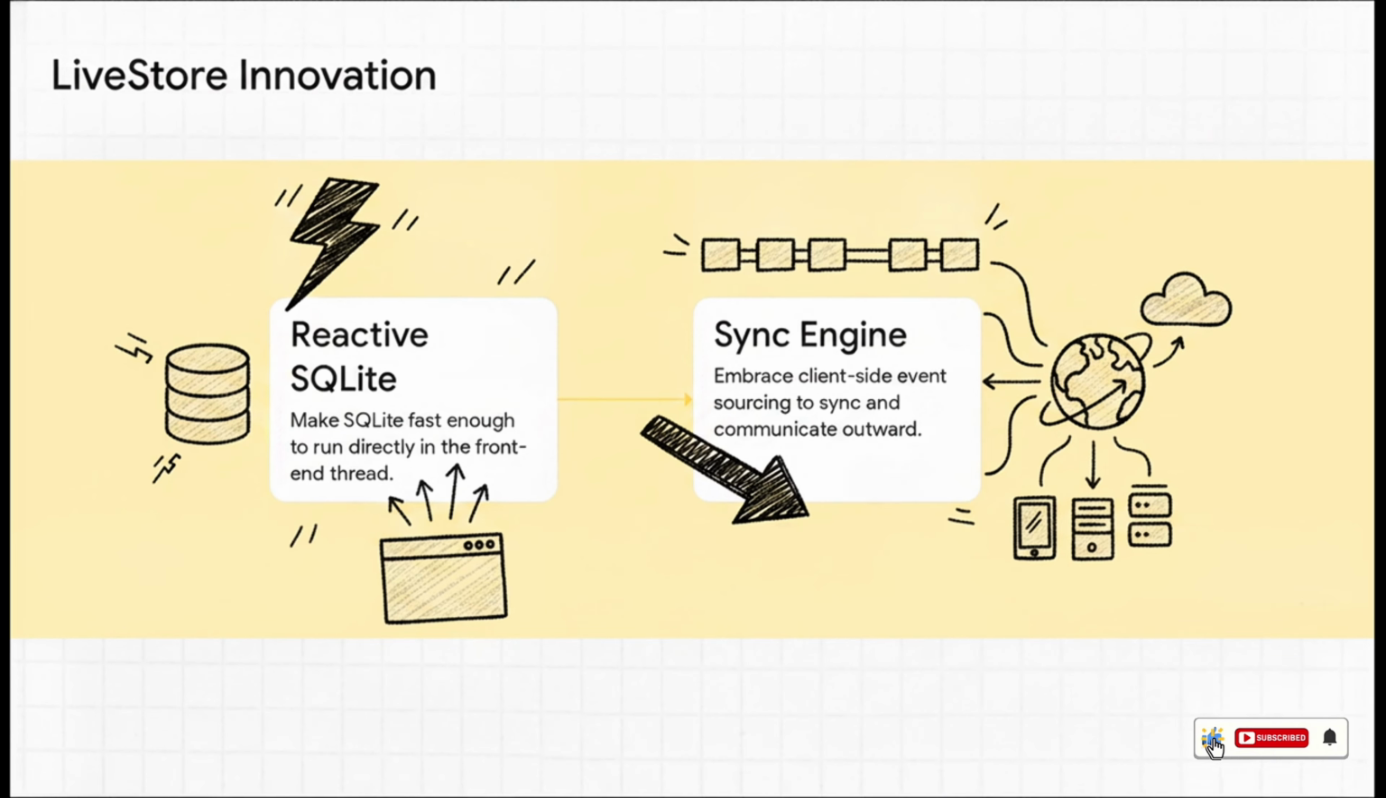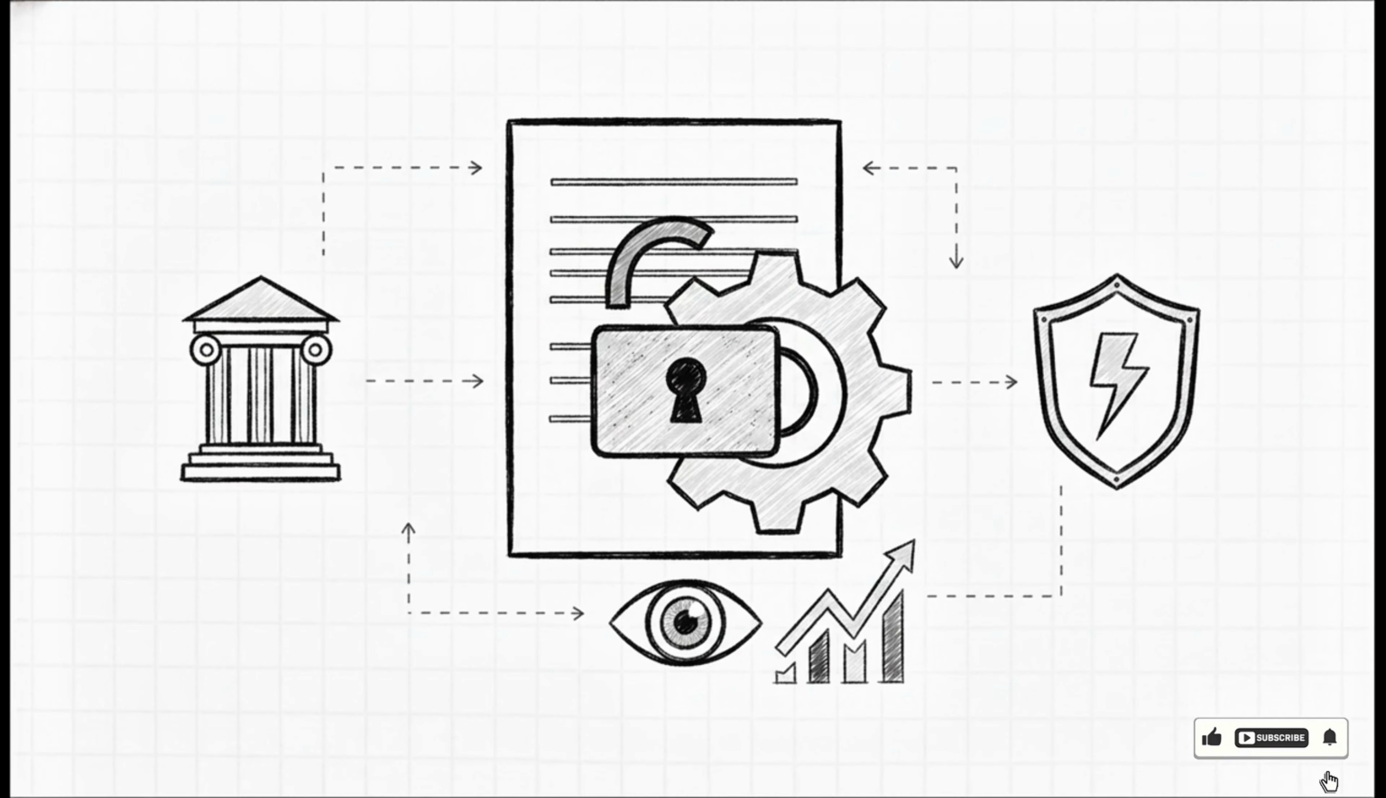Step 1. Take SQLite, a fast, incredibly reliable local database, and make it highly reactive and fast enough to run directly in the front-end thread of the web application. Step 2. Combine that hyper-fast local database with a sync engine that fully embraces client-side event sourcing to communicate with the rest of the world.